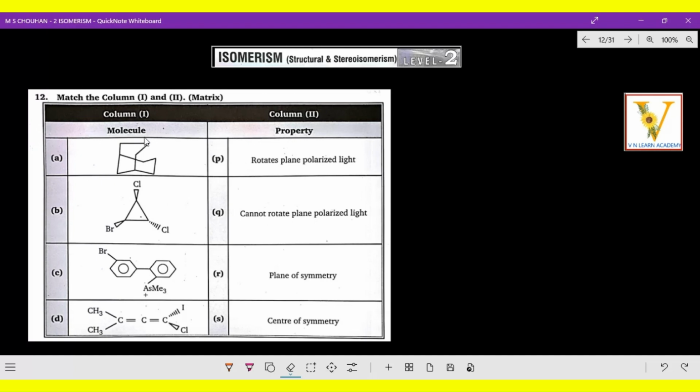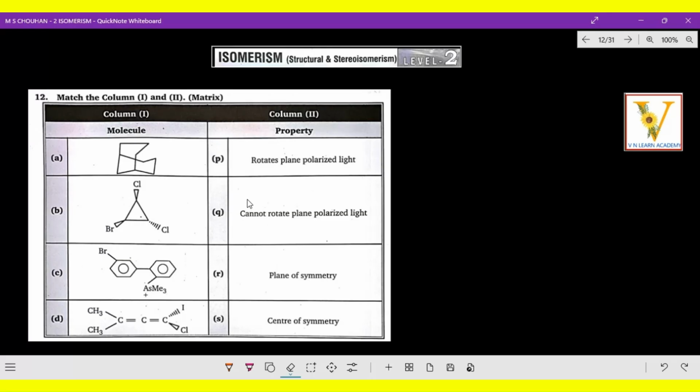First column it is a molecule, second column it is a property. Generally they have given the compound, we have to identify what the properties are. So here in these compounds, we have to identify whether it is optically active or optically inactive. Optically active means POS, COS will be absent. Optically inactive means achiral, first point, and second point POS, COS will be present. So in that way easily we can identify whether it is optically active or not.